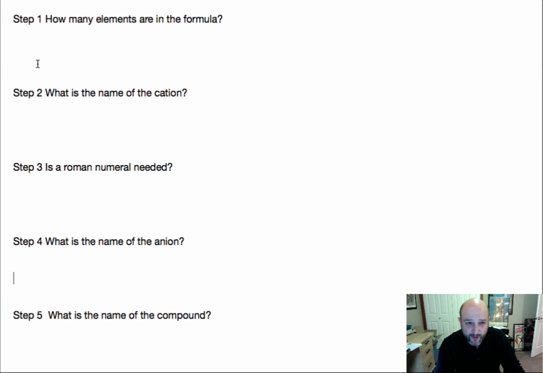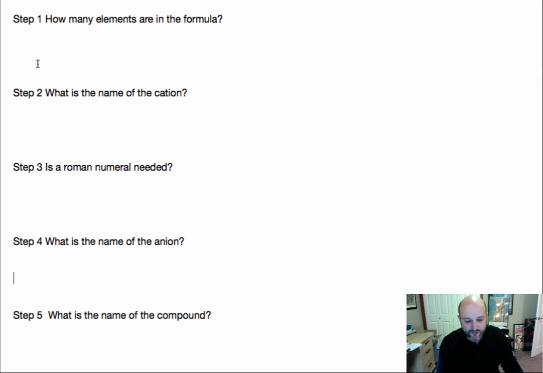If there are 3 or more elements in your formula, pretty much guaranteed you have a polyatomic ion, and you need to know their names and their charges. So what is the name of the cation? If you find the cation, this one on the left, the metal, what is the name of that thing? You can name the first element. If it's a single element, just call it by its name, like sodium, potassium, barium, whatever.